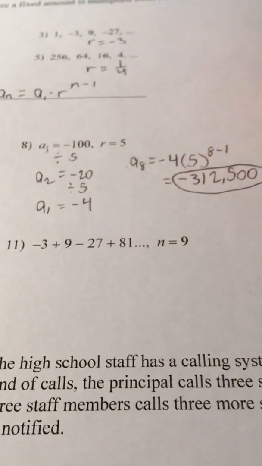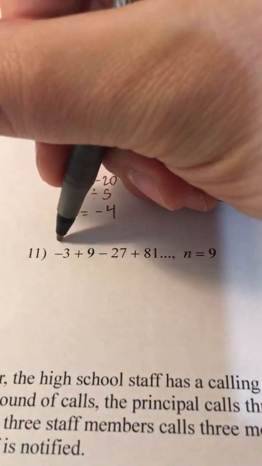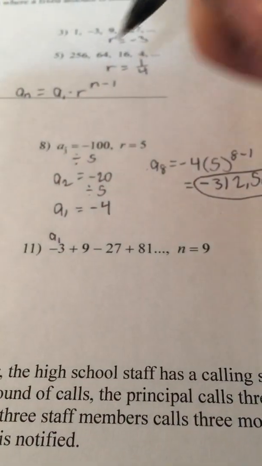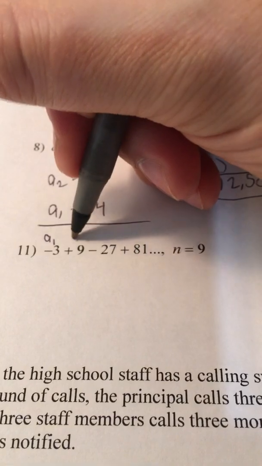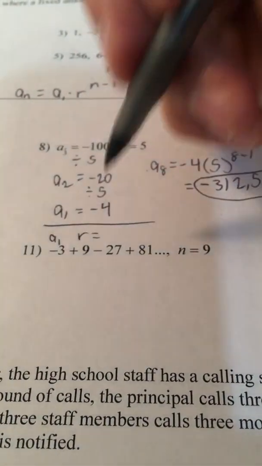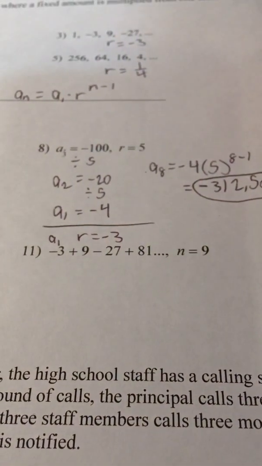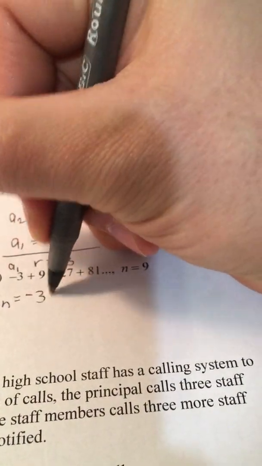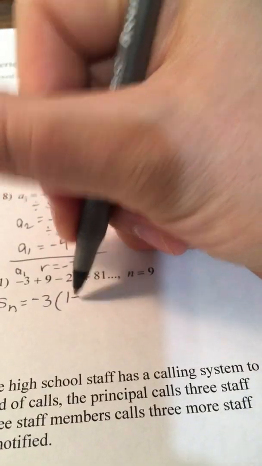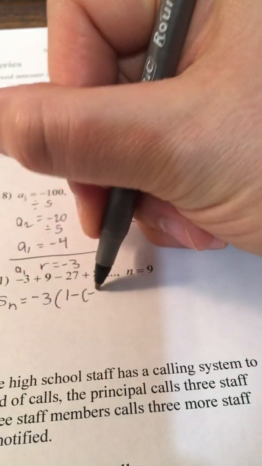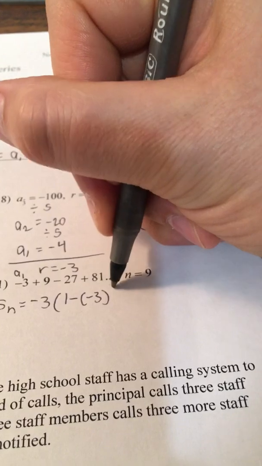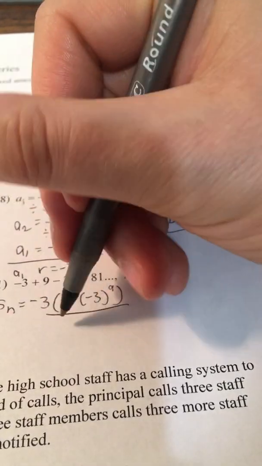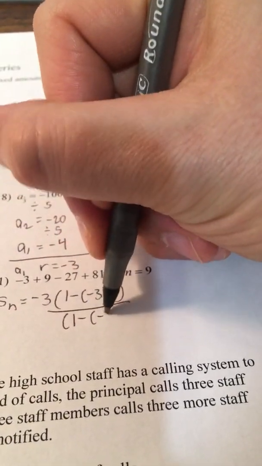Same type of problem. I know n is 9. I know my first term is negative 3. What's r in this problem? What's the pattern? It's multiplying by negative 3. All right, so this time the sum is going to be A1, negative 3, parentheses, 1 minus r. So 1 minus negative 3 to the 9th over 1 minus negative 3.